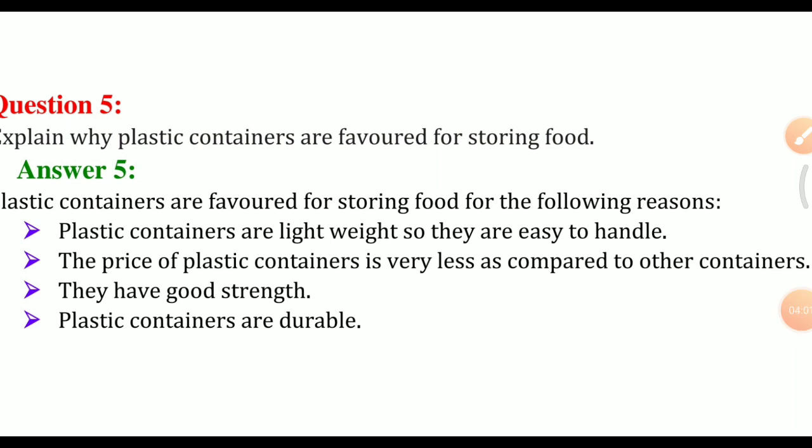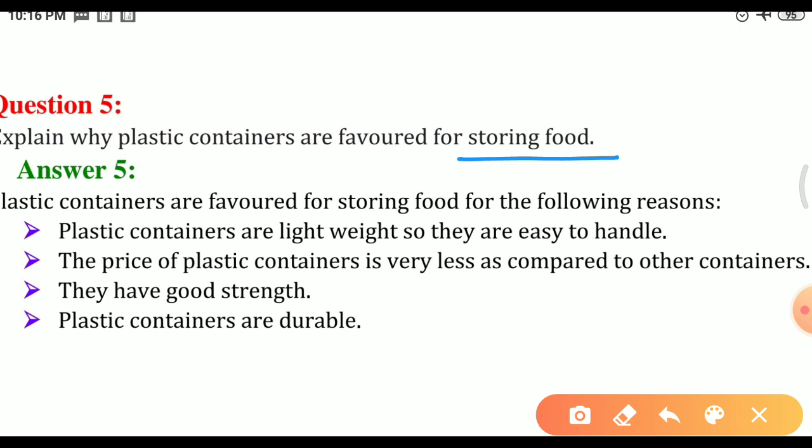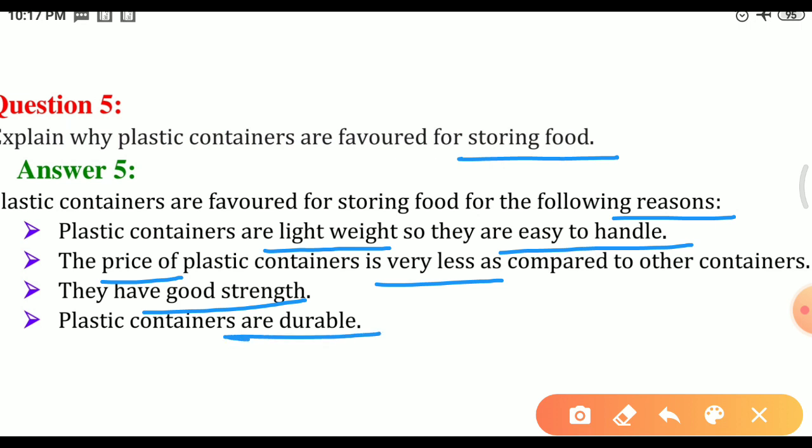Question number 5 is explain why plastic containers are favored for storing food. Answer. Plastic containers are favored for storing food for the following reasons. Plastic containers are lightweight, so they are easy to handle. The price of plastic containers is very less, so low cost compared to other containers. They have very good strength. Plastic containers are durable and that's why they are favored for storing food.